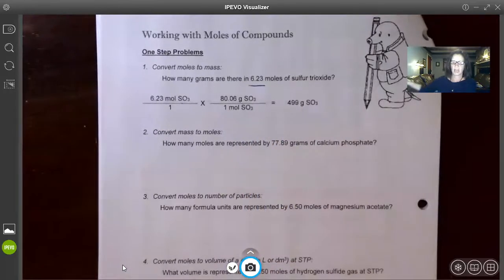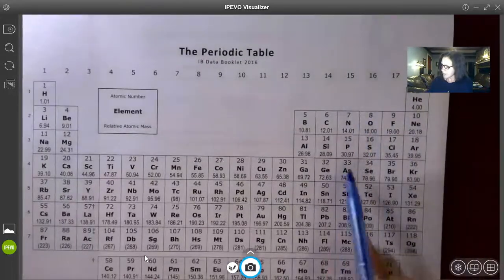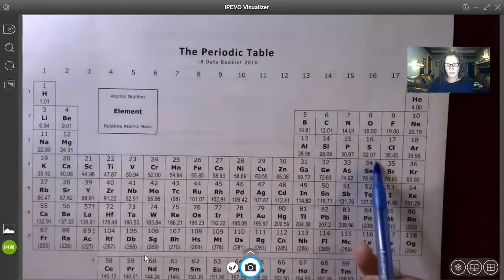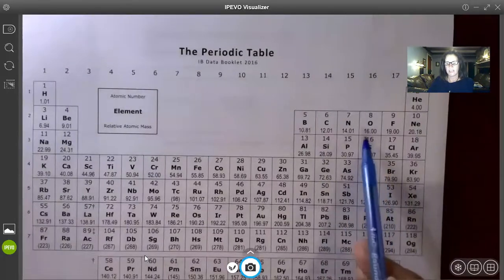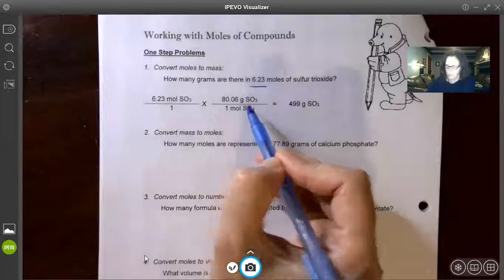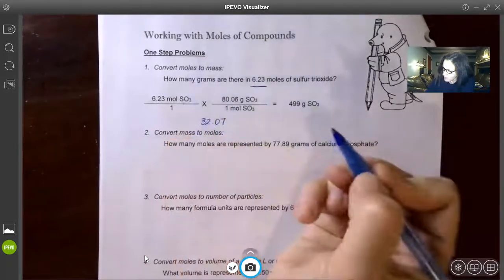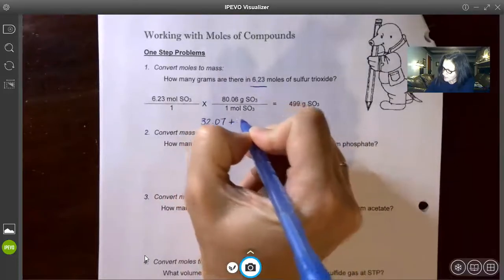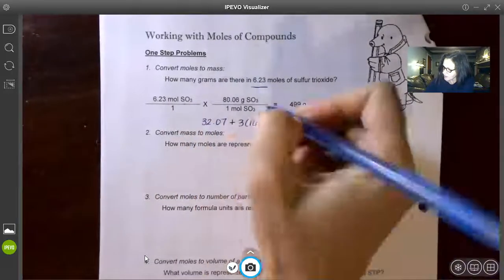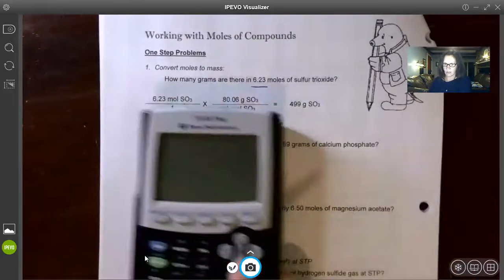Sulfur trioxide contains 1 sulfur and 3 oxygen. From our periodic table, we see that the mass of sulfur is 32.07 grams per mole, and oxygen is 16 grams per mole. So to determine what we call the molecular mass or the molar mass, we're going to do 32.07, which is sulfur, plus 3 times 16.00. That allows us to calculate our molar mass.